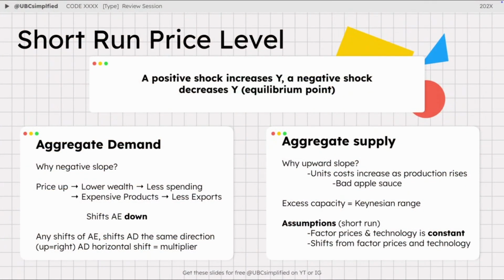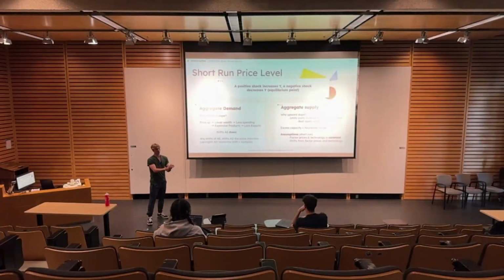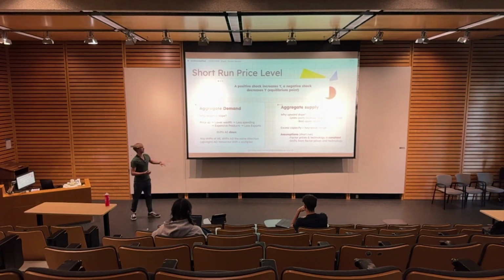our aggregate demand is going to be negative slope in relation to price. One thing to keep in mind is that any shift in aggregate expenditure, so any of the shifts that we talked about, like consumption or investment, will also change aggregate demand in the same direction. The amount that aggregate demand shifts in the horizontal direction is equal to the vertical shift, like in consumption, times the multiplier effect. So we're measuring our multiplier based on the horizontal shift. We'll get to that with the graphs. And then aggregate supply is going to be upward sloped because of increasing unit costs.